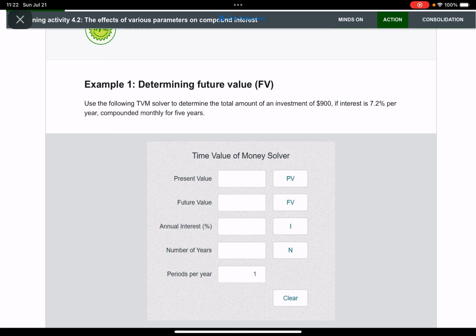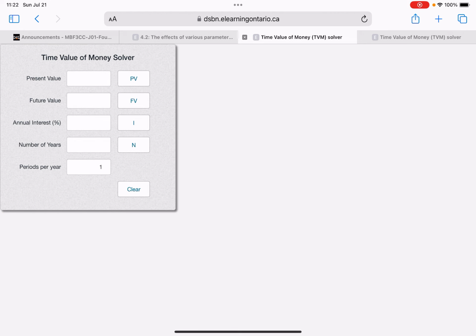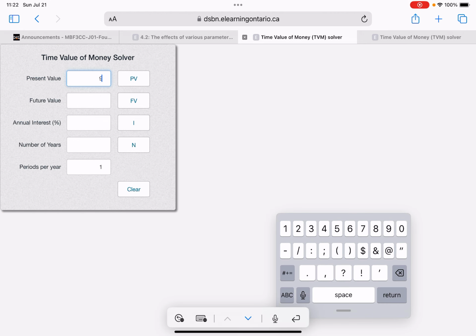So if it is initially dropped into a bank, that is called present value. Future value is when interest has already accrued on that investment, or alternatively, if you owe money, future value is with interest charged as well to your purchase. So $900 is our present value. That's our initial amount that we're dropping into the bank.